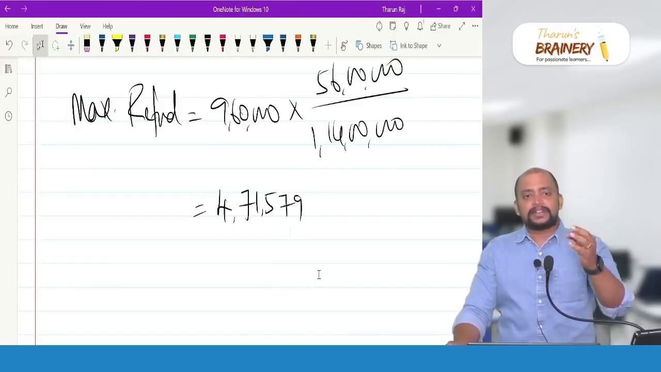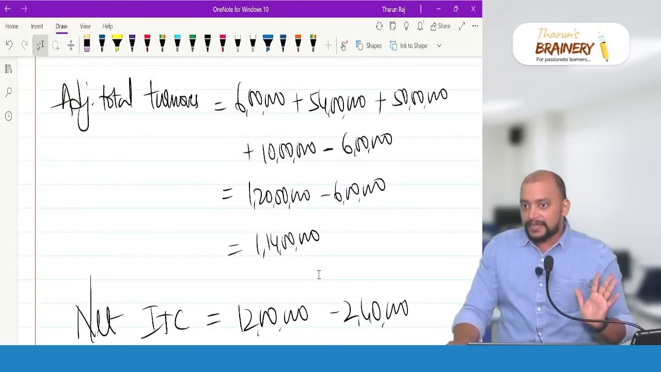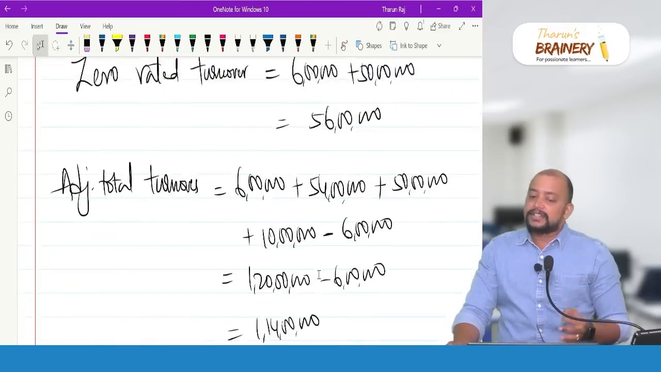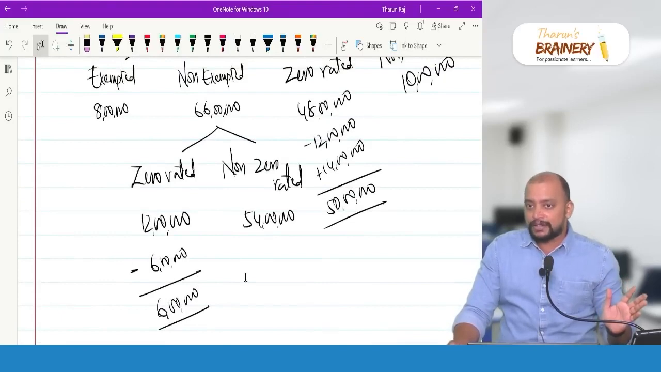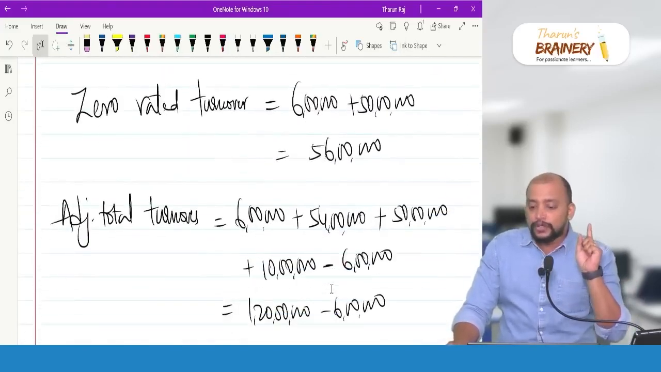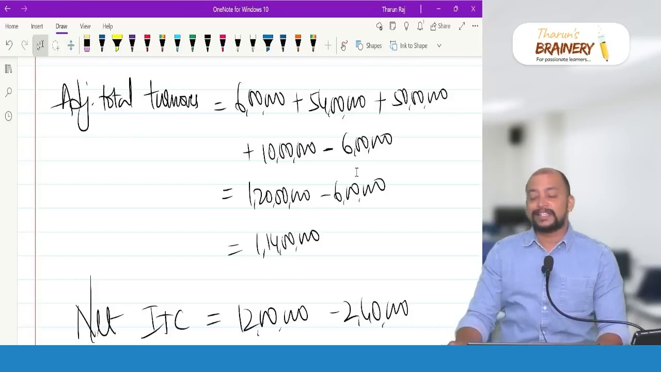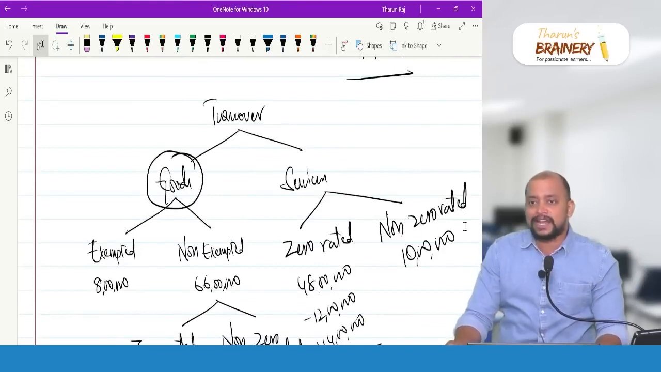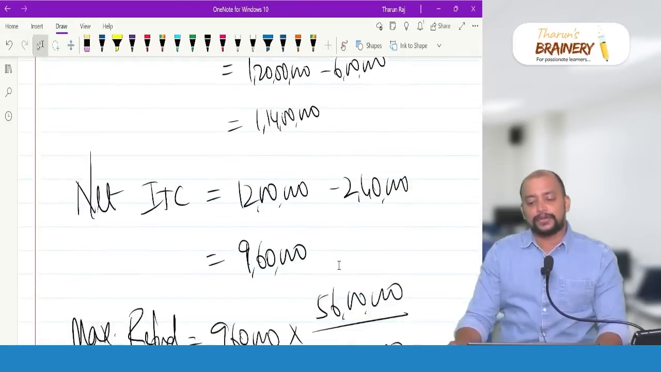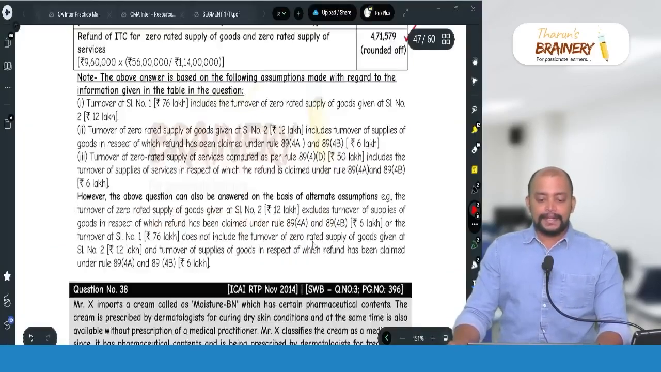Here only one point, which is a twist, is that the denominator we take is 120. So for the numerator, you will be clear: we will exclude only goods related 89, 4A, 4B. And in the denominator we should exclude an extra 6 lakhs. Why do we need to exclude the extra 6 lakhs? Deemed export services. Then where is that 6 lakhs? In that 10 lakhs, the non-zero rated, it is there. That's why we are excluding. So 1 crore 14 lakhs is taken. 4,71,579 is the answer for this.